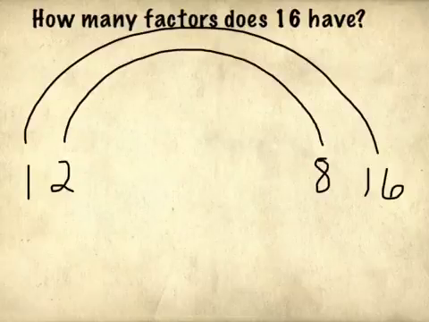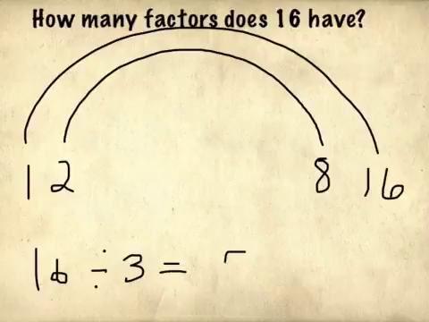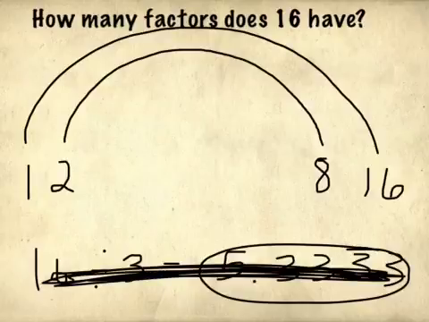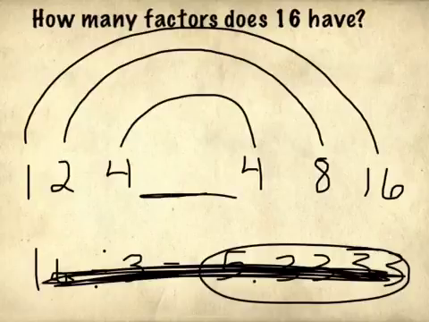Next up is 3. I'm not 100% sure about 3, so I'm going to get out my calculator and do 16 divided by 3 and see what I come up with. That gave me 5.3333 and so on. This is not a whole number, so that means that 3 cannot be a factor of 16. So I can just get rid of that. Next up is 4, and I know that 4 times 4 is 16. And now I can stop because there's nothing in between 4 and 4 to try.